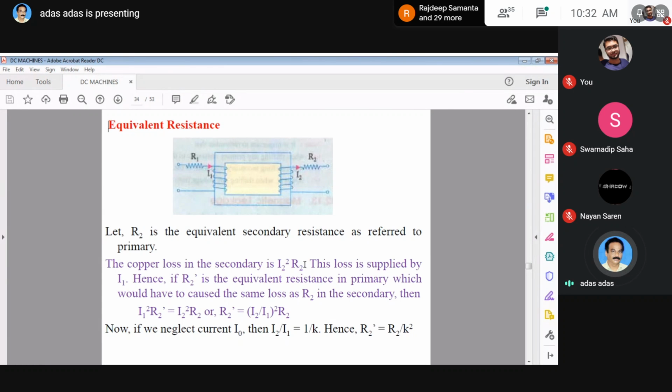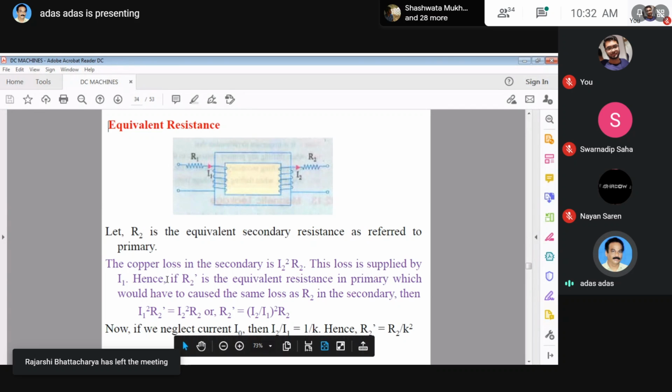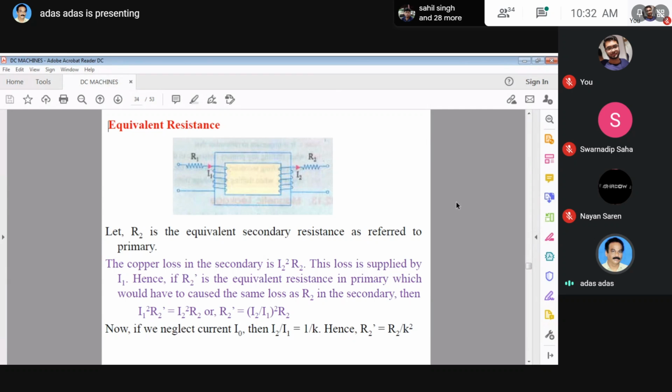This loss is supplied by I1. The secondary loss is I2 square R2, and this loss will be supplied by I1. Hence, if R2 dash is the equivalent resistance in the primary, which would cause the same loss as R2 in the secondary, then we can write these expressions. I1 square R2 dash equals I2 square R2, or R2 dash equals (I2 by I1) square times R2. Now, if we neglect current I0, then I2 by I1 equals 1 by K. Hence, R2 dash equals R2 by K square.